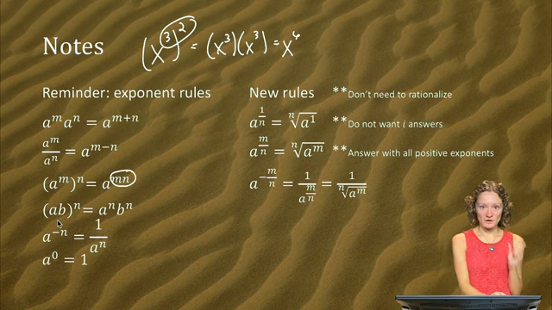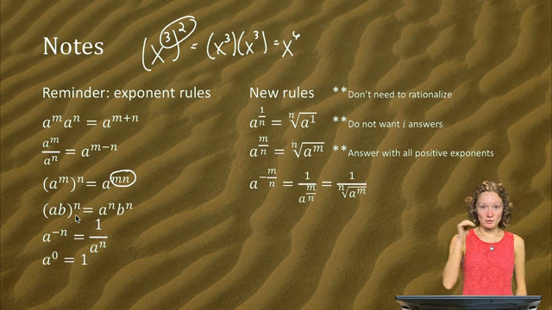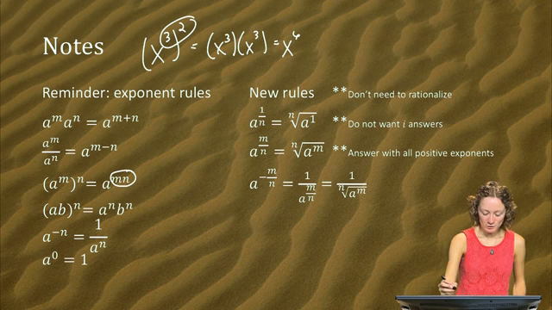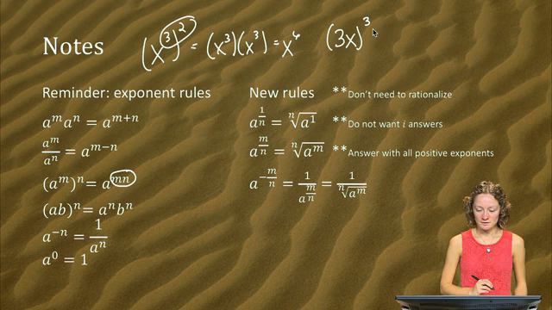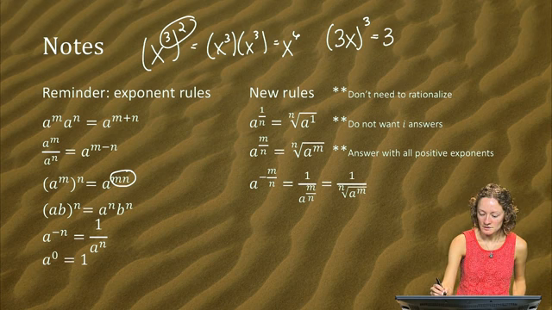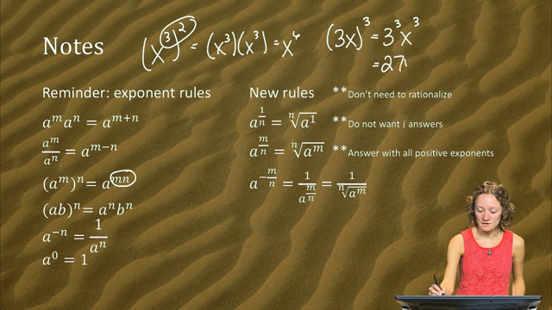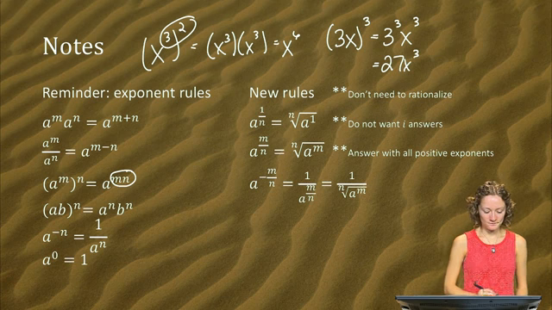The next rule, if you have two separate bases being raised to an exponent, that exponent gets applied to each individual base. This is only when everything's being multiplied. So an example of this would be 3x to the third power. So this is the same as 3 to the third, x to the third, which is 27x to the third.